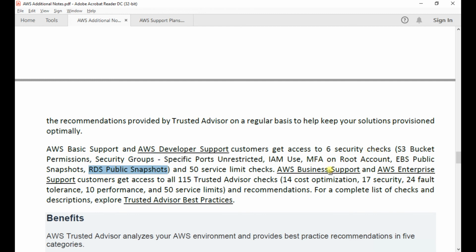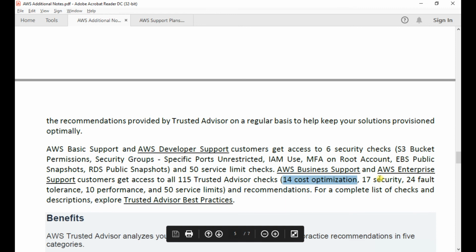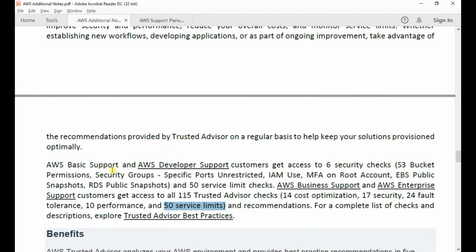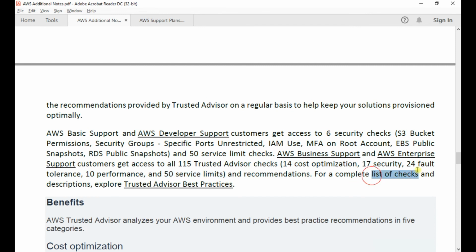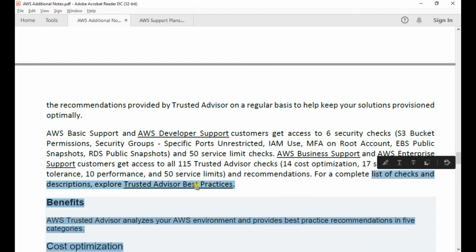All these checks are free for all the users. Whereas Business and Enterprise get 115 Trusted Advisor checks, apart from these 6 or 7, whatever it is. So what are the checks? 14 for cost optimization, 17, earlier we have gone through these 5 pillars, right? So please remember the 5 pillars: 17 for security checks, 24 for fault tolerance, 10 for performance, 50 for service limits. All these checks can happen using AWS Trusted Advisor, and recommendations. For a complete list of checks, go through the Amazon best practice checklist website.